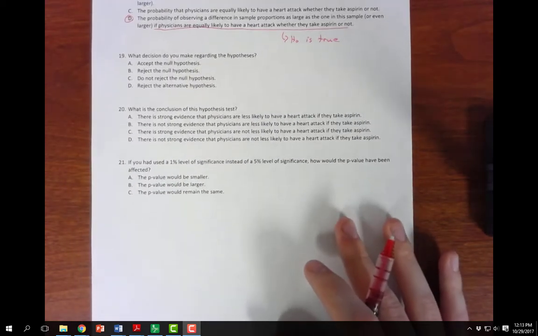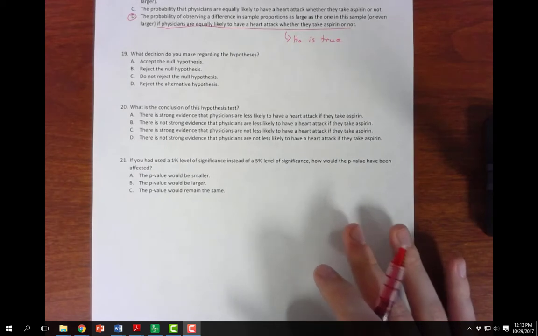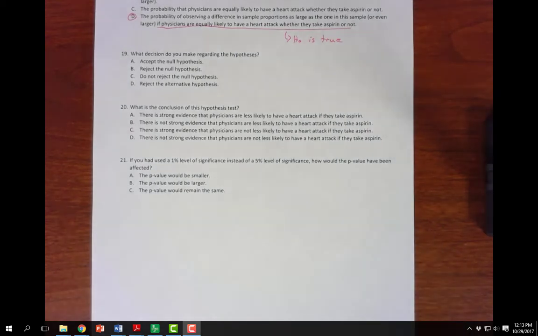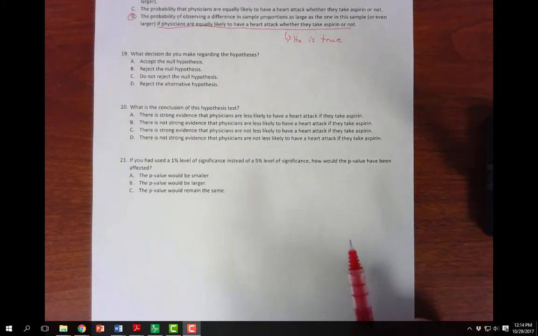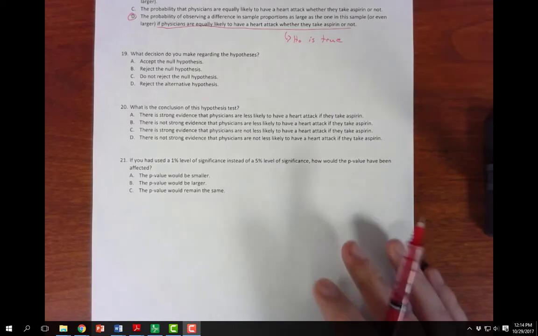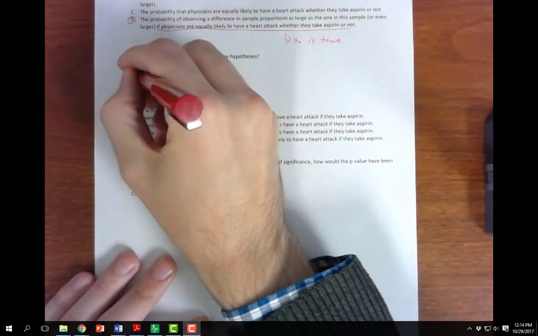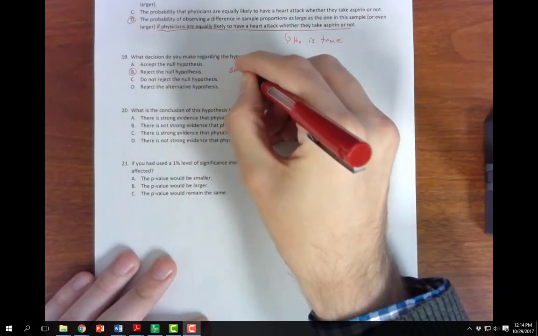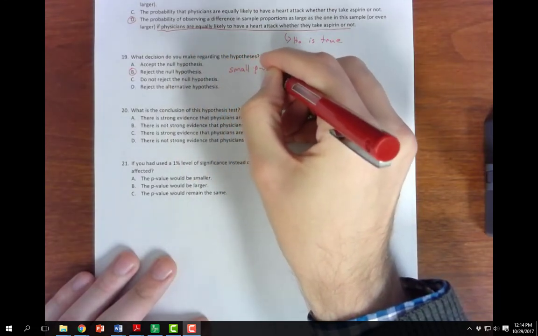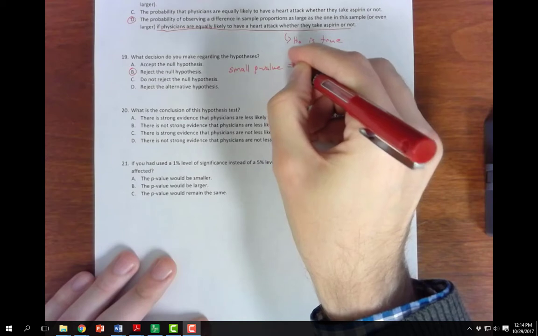19 says, what decision do you make regarding the hypothesis? So you want to remember that once we have our p-value, we want to use it to determine whether or not we want to reject or fail to reject the null hypothesis. Well, since our p-value is really small, we have really strong evidence against the null hypothesis, so we want to reject it. Small p-value indicates that we reject the null.